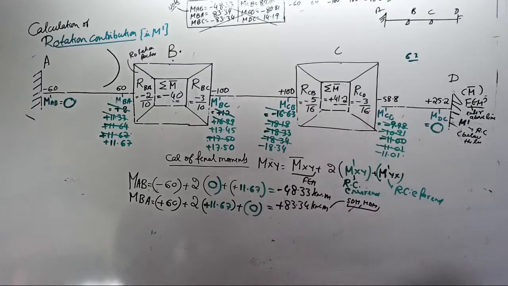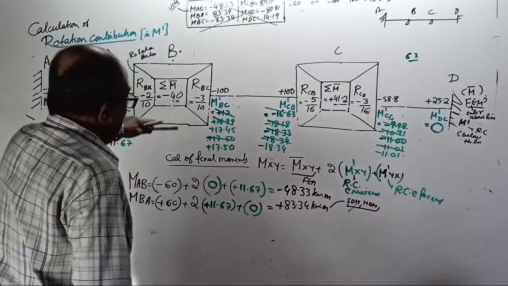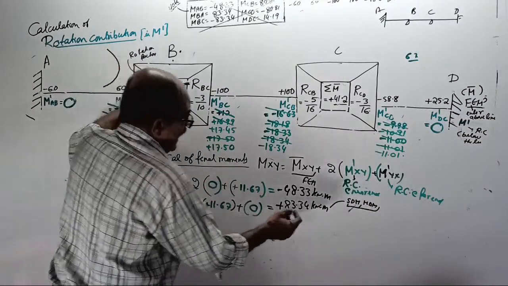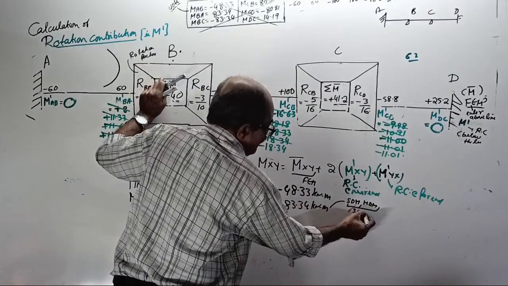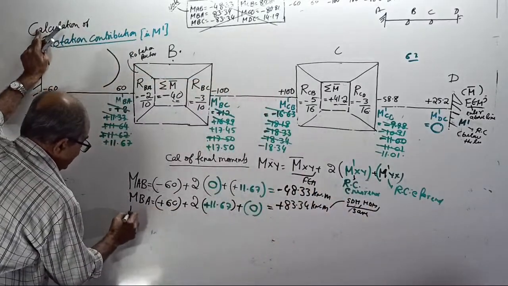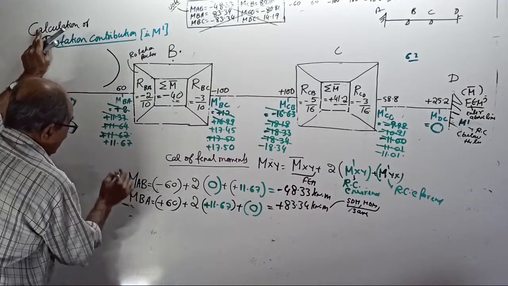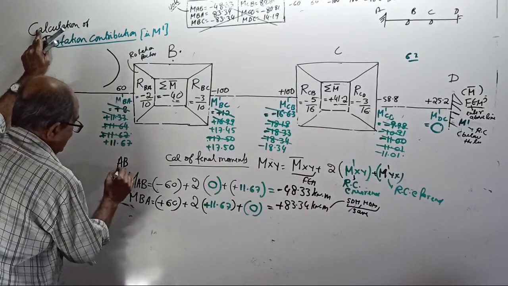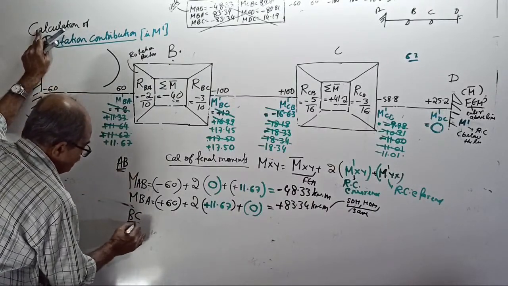SD and MD method answer. It is there. Same. 83.34. Okay. Same answer. Same. Okay. Then MBC. Now this is for AB member. Okay. Now go for BC member.